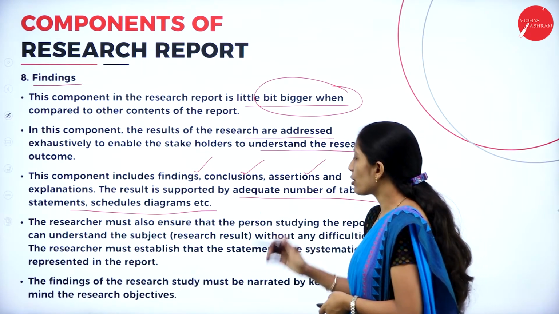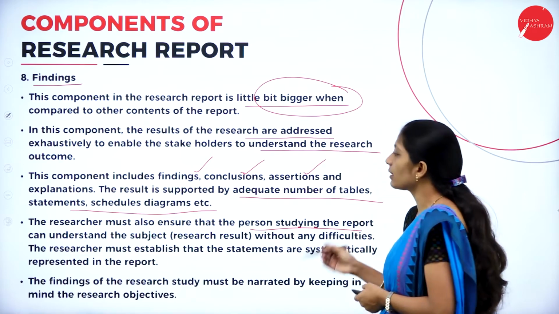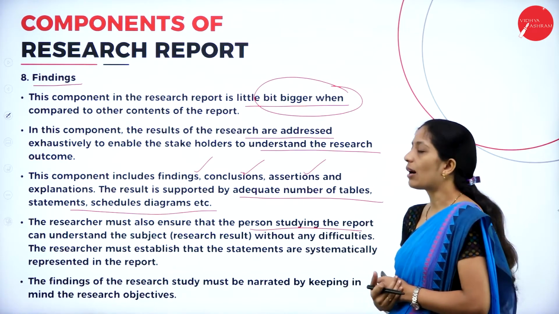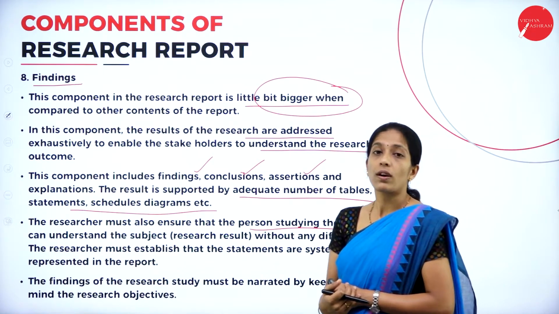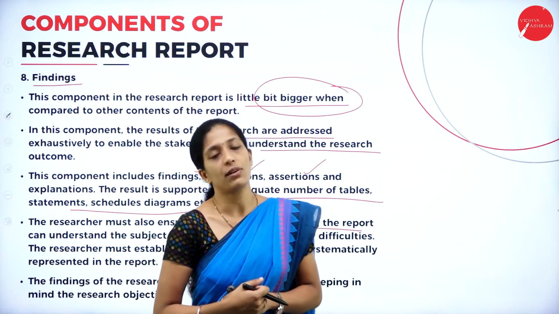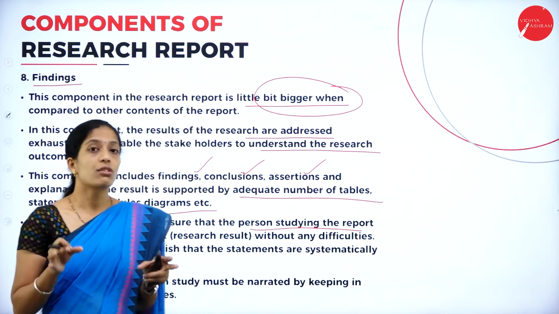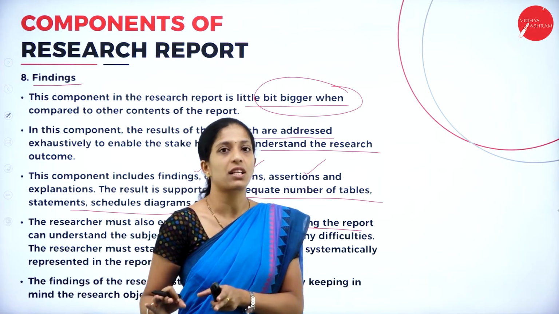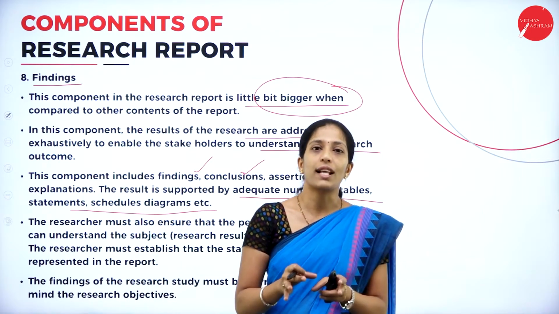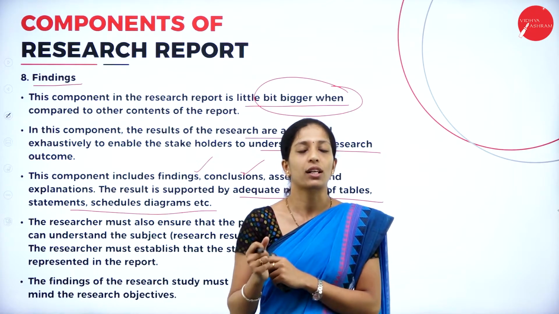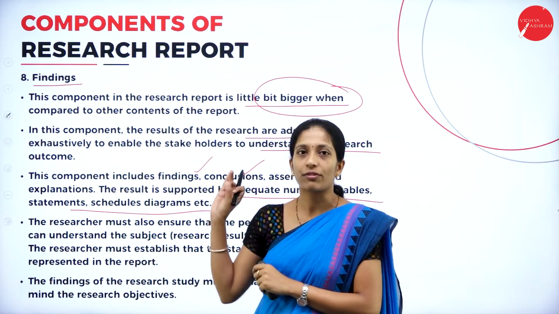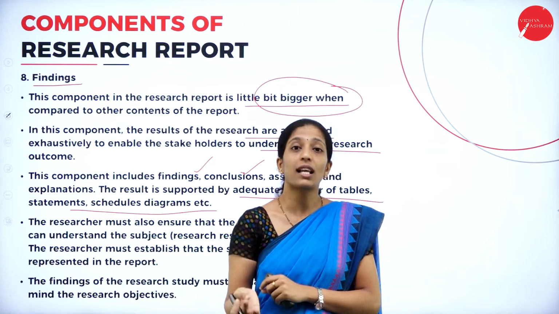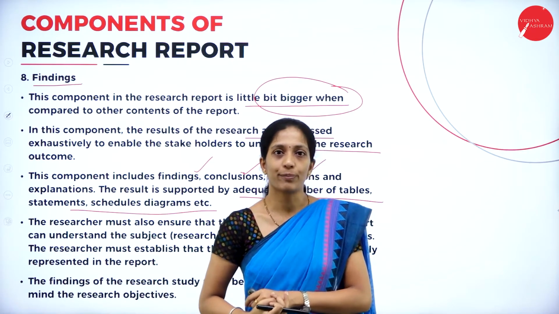The researcher must also ensure that the person studying the report can understand the subject, that is the research result, without any difficulty. So, what will the user normally do? The user will understand the problem and then directly go through the findings of the research work, in order to see what the researcher has found out to solve that problem. So, that is the main thing. The findings are the main thing the user is going to target.